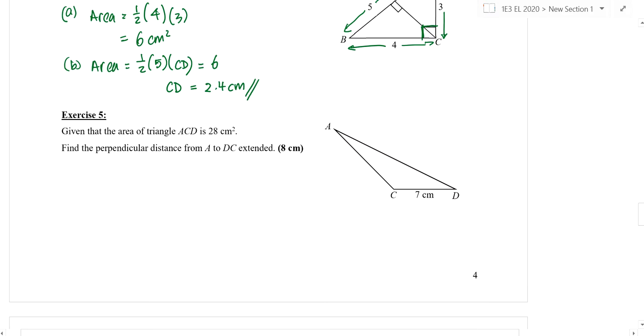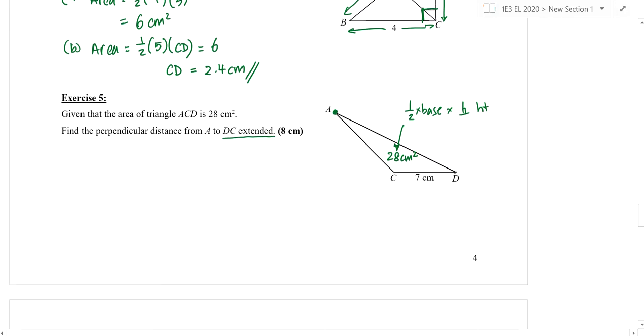Now exercise 5. The area of the triangle is 28 square centimeters. So we know that this has to be half times base times the perpendicular height. Find the perpendicular distance from A to DC extended. Now DC extended, we're going to extend this line. They want the perpendicular distance. So this is the unknown.